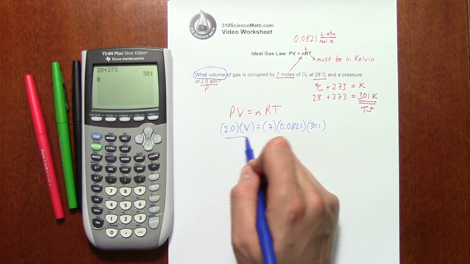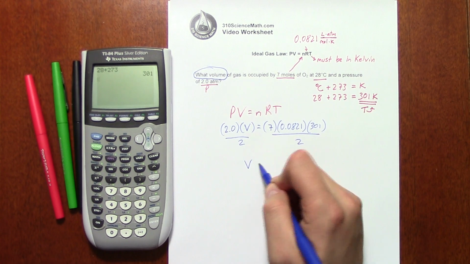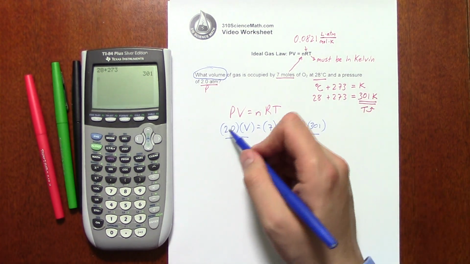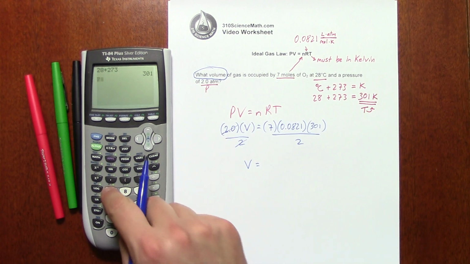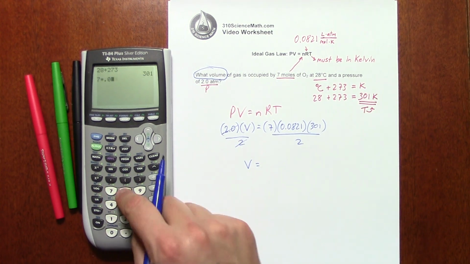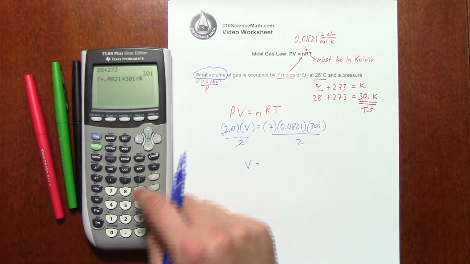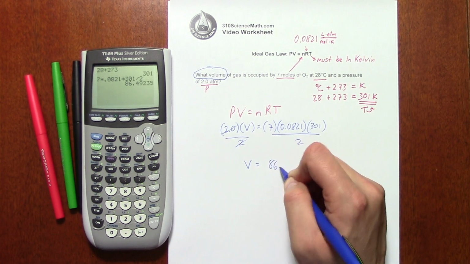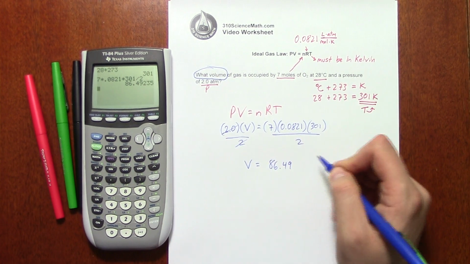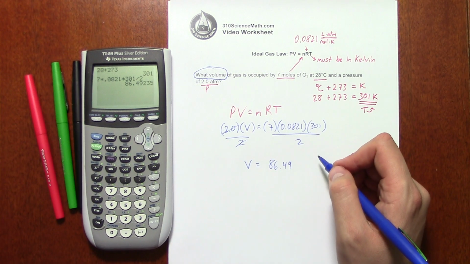So I'm going to divide both sides by 2, and then we can solve for V. So 2 goes bye-bye, and then we're going to multiply 7 times 0.0821 times 301 and divide by 2, leaving our final volume at 86.49. Now you may wonder, is this milliliters? Is this liters? What is it?